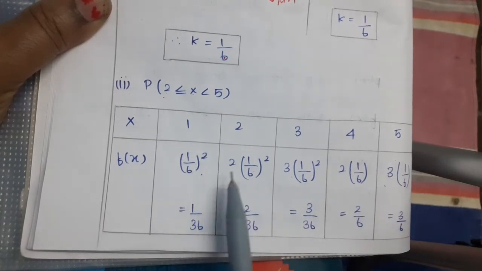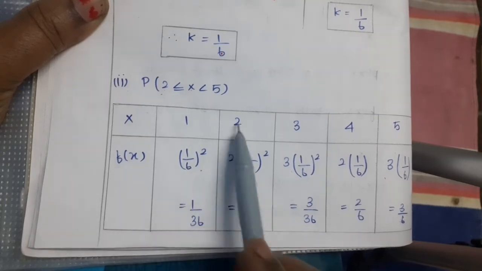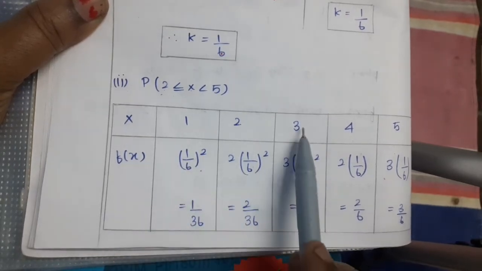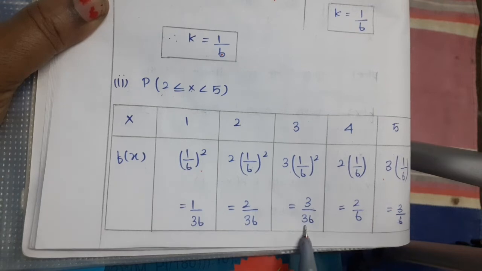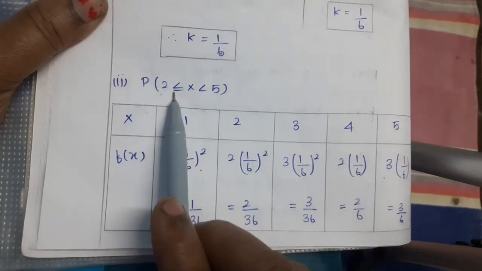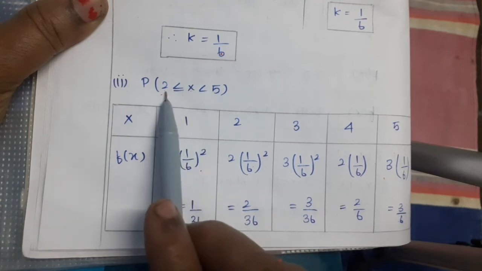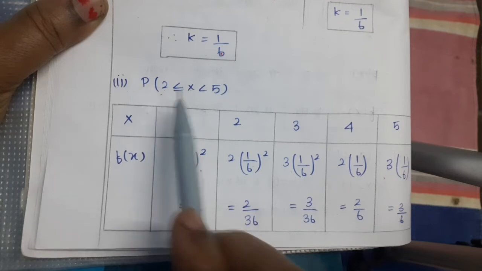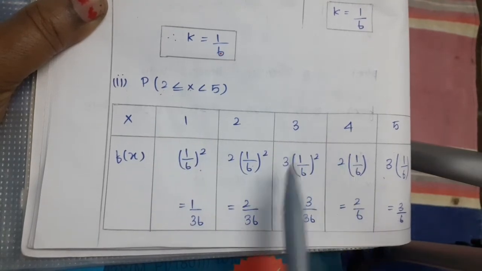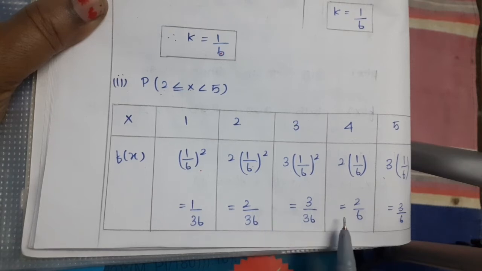Depending upon what the question asks, we select the values. Suppose f of 2 means we take 2 by 36, f of 3 means we take 3 by 36. Similarly, it depends upon the question. If x is greater than or equal to 2, which values do you select? X is equal to 2, x is equal to 3, x is equal to 4, so taking 2, 3, 4. The values are 2 by 36, 3 by 36, 2 by 6. After taking the LCM, get the answer.